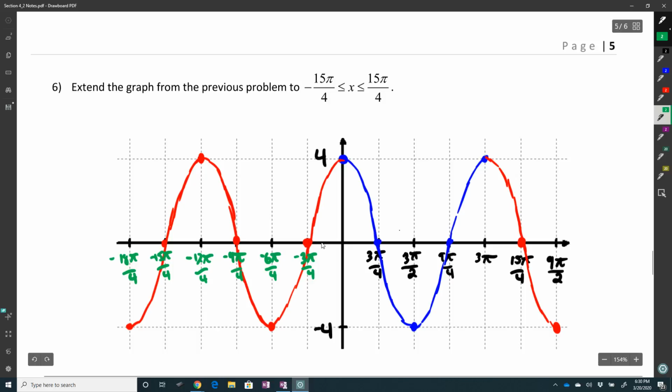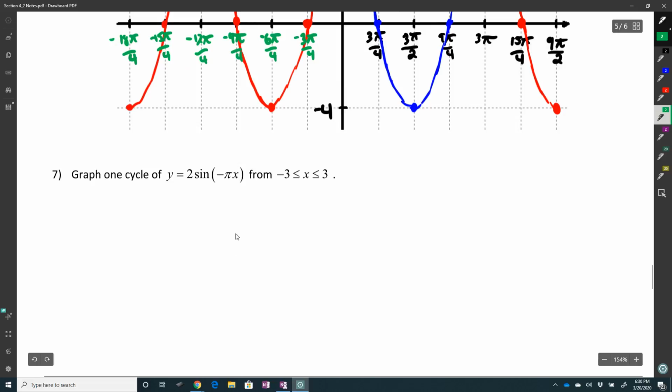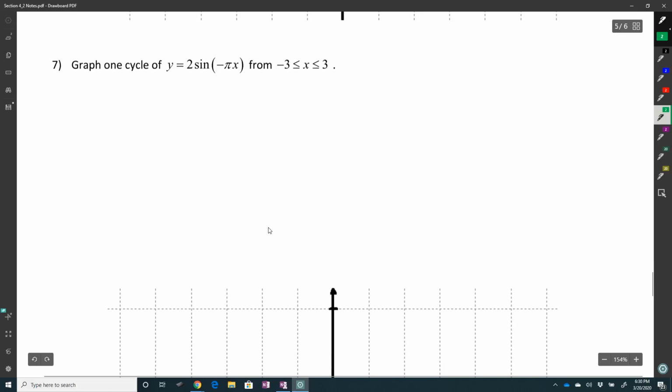So this next problem, number 7, I want you to do it on your own. Graph one cycle of 2 sine negative pi x from negative 3 to 3. And so on Canvas, there's going to be an extra link where you can click on it to make sure you did it right. But I really want you to try these on your own. So yeah, especially now that we're doing online lectures, you want to give yourself that practice.